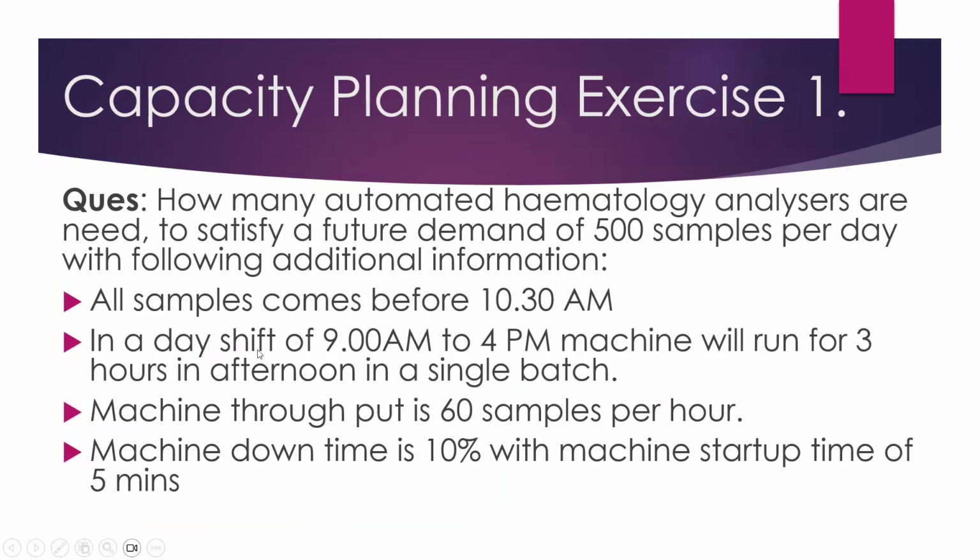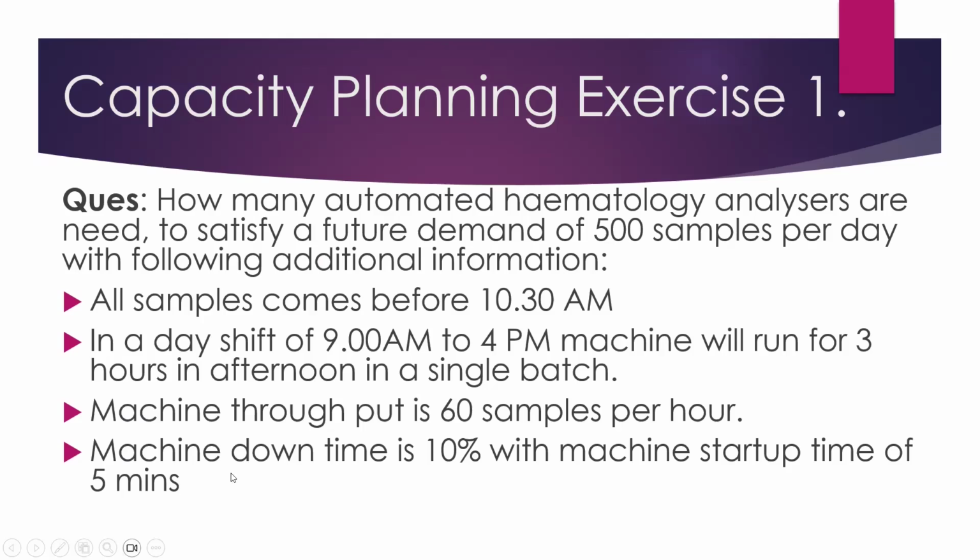Every day in a day shift of 9 a.m. to 4 p.m. This is an example from a clinical laboratory. So in a day shift of 9 a.m. to 4 p.m., the machine will run for 3 hours in the afternoon in a single batch. The machine throughput is 60 samples per hour and the machine downtime is 10%. So the machine is available only for 90%, and the machine setup time is 5 minutes.